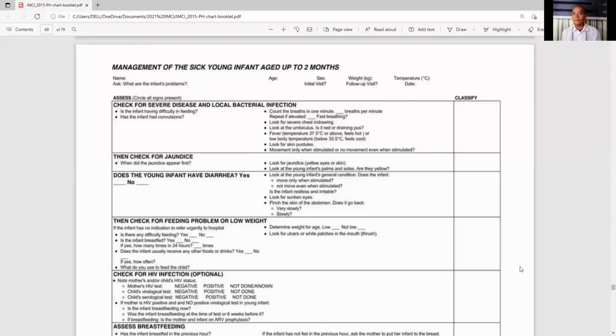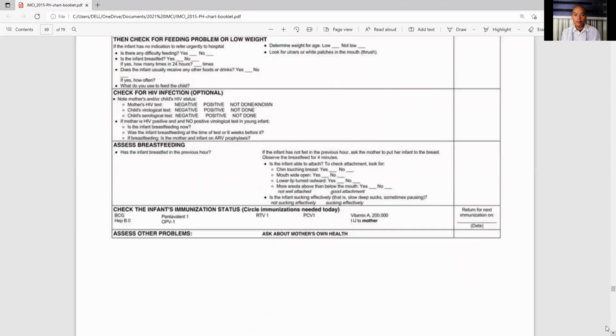So assess first. What is the age of the child? If it is below 2 months, then after asking, ito yung forms na ilabas mo. These are the forms that you are going to fill up as you go through your IMCI.